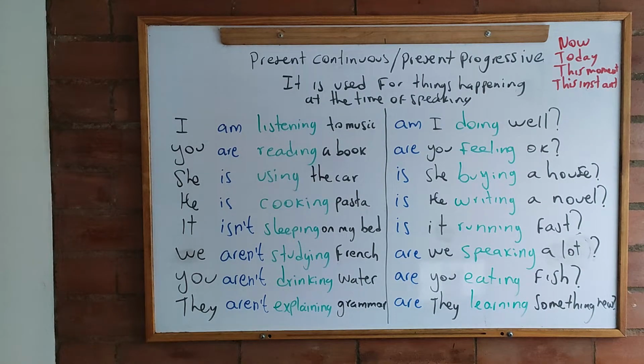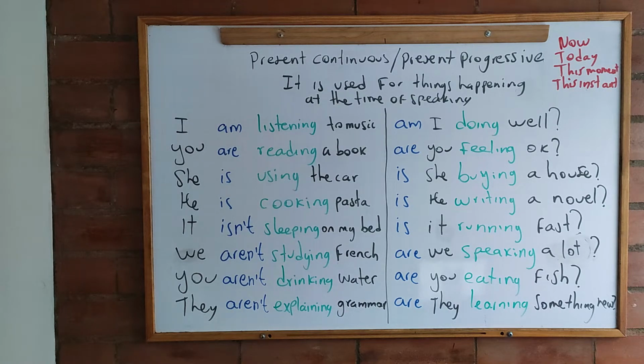I'm going to explain to you today the present continuous, or present progressive, okay? Why is it so important to explain this once again? Because I need you to use it correctly, okay? And I need you to differentiate between certain types of verbs, okay?